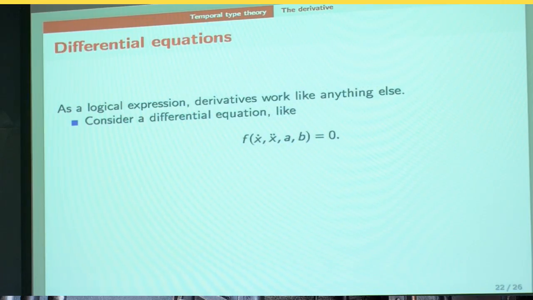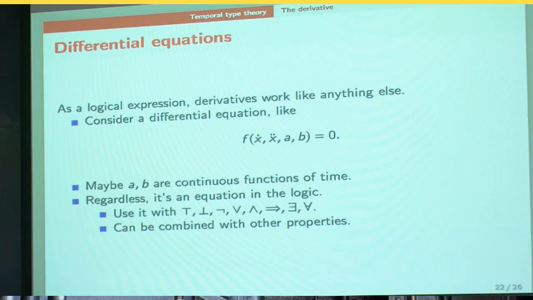Okay. So now differential equations just become logical expressions. I define x dot internally, x double dot internally. If I have a differential equation that looks like this, that's just an equality of real numbers, or variable real numbers, in the topos. So maybe a and b are continuous functions. In fact, everything's a continuous function in time. Maybe a and b are constant, but usually everything in here is a continuous function in time.